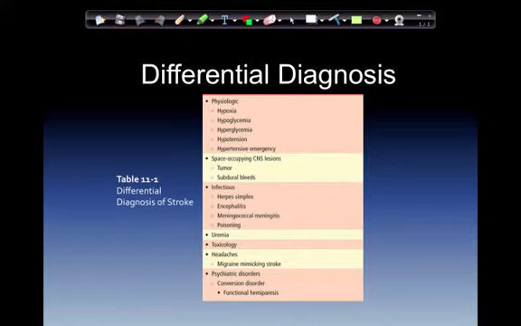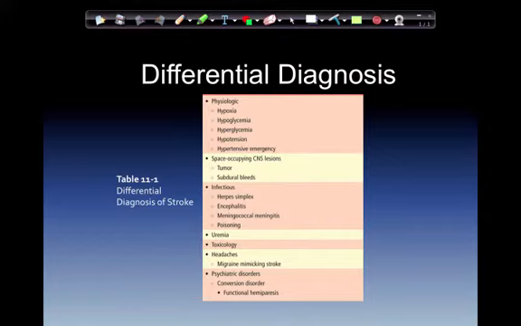Space-occupying CNS lesions, things like a tumor or subdural bleeds, are also kind of devastating, will alter mental status. Infections like herpes, encephalitis, meningitis, or poisonings of any sort. Uremia, toxicology, toxic syndromes are where they have overdosed on a drug or several drugs. Headaches, migraine mimicking strokes. Psychiatric disorders, conversion disorder, or functional hemiparesis. So all of these may be mimicking strokes.